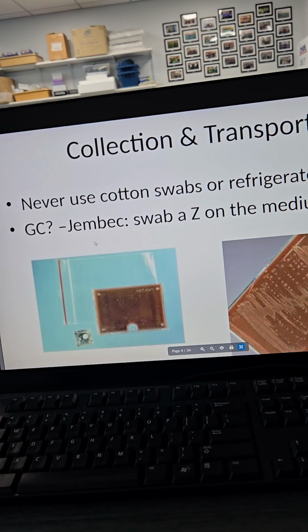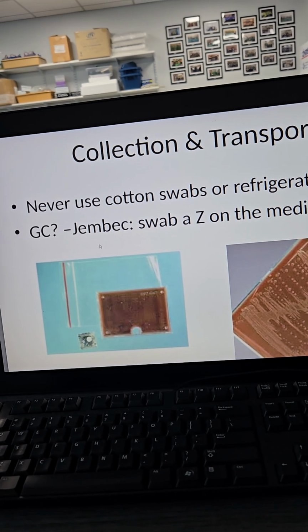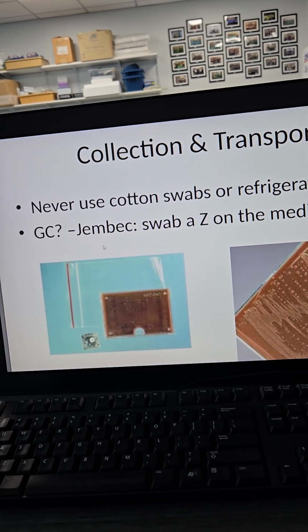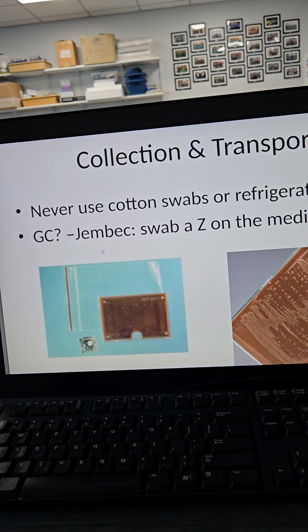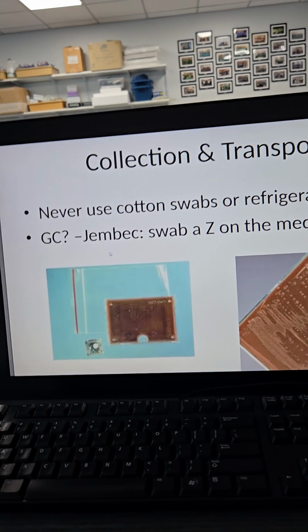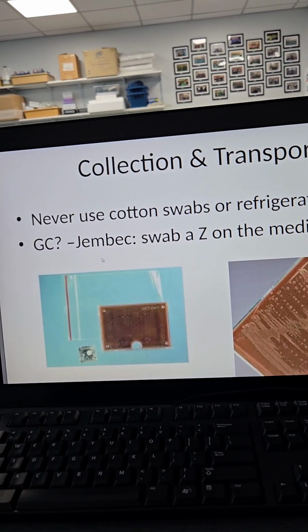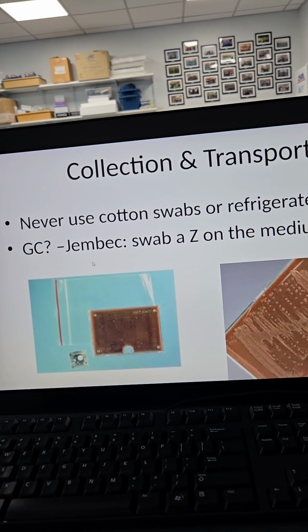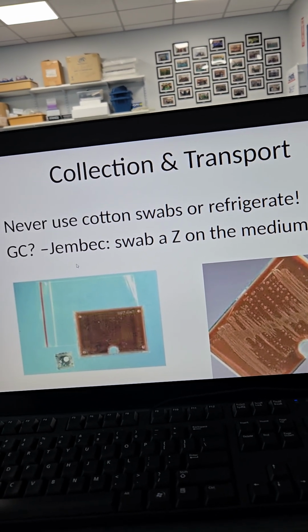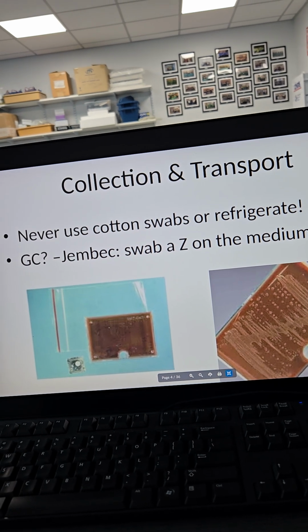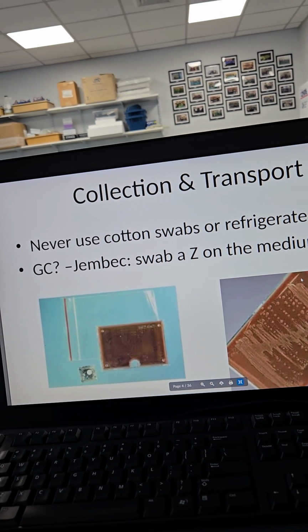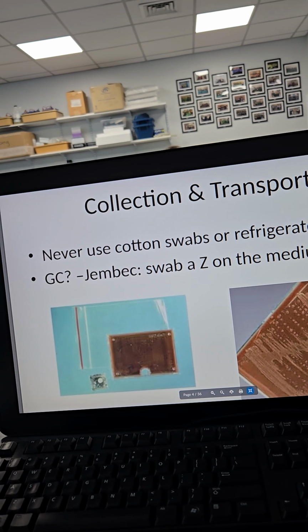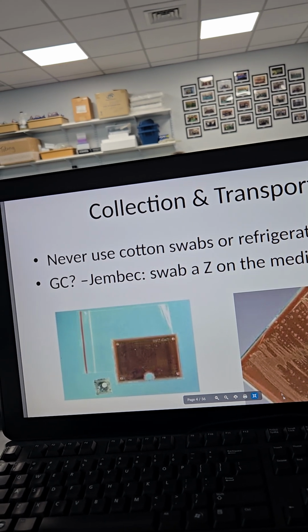They'll still send you the swab so that you can put it on your blood and chocolate and Thayer Martin. But it's best right from the patient when it's nice and warm and in its home environment. Okay. And you'll notice that you roll a Z or you swab a Z on here.